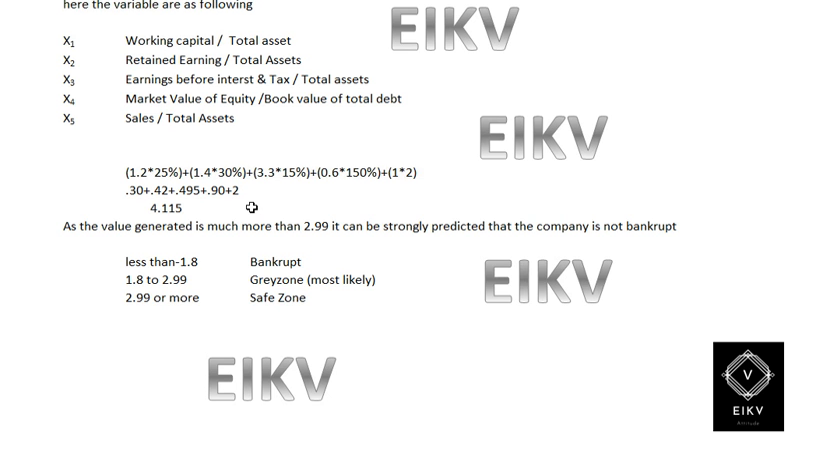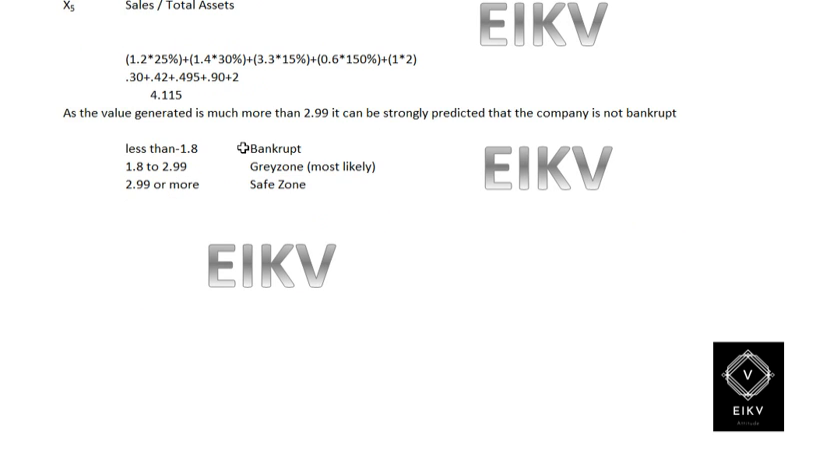4.115. So the ultimate answer will be, as the value generated is more than 2.99, it can be strongly predicted that the company is not bankrupt. So in this illustration, our Badpass company is not bankrupt. So I will show you how to check those things, I mean how this 2.99 matters.